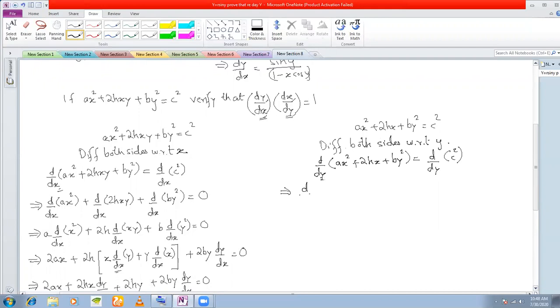Now see, the y is the variable here. We proceed exactly in the similar manner as we do with x, except that we must realize that y is the variable. So d/dy of ax square plus d/dy of 2hxy plus d/dy of by square is equal to 0. Now see, I am differentiating x with respect to y. First, let me take out the constant, then I will see.